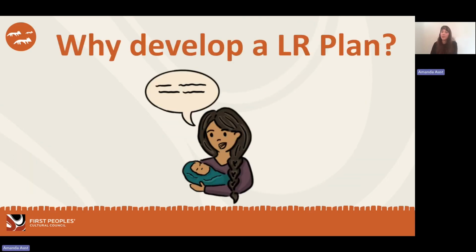So why develop a language revitalization plan? Why is it important? Planning ahead now will help secure the future of language for generations to come. Language planning helps ensure the sustainability and growth of a language over time, and it helps us organize resources and efforts in a way that supports long-term success. So there are many benefits to developing a language revitalization plan.